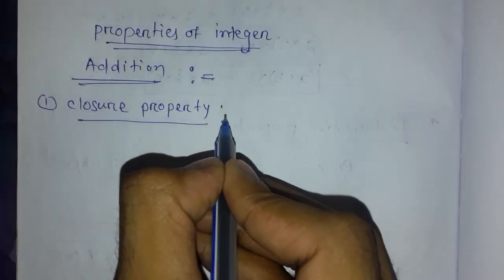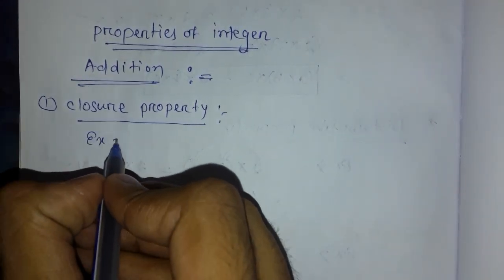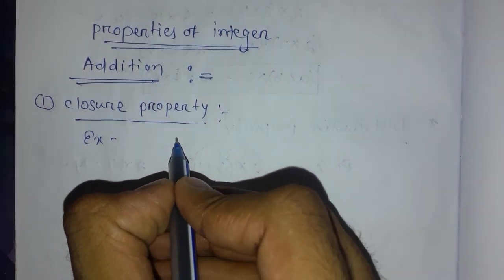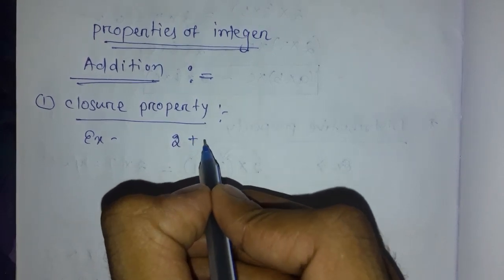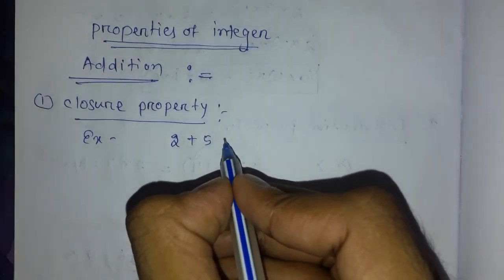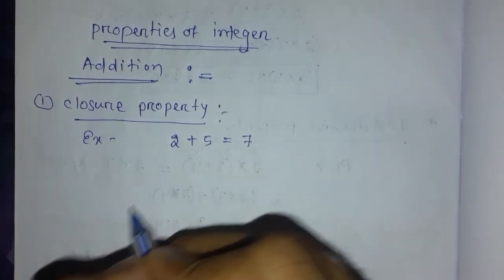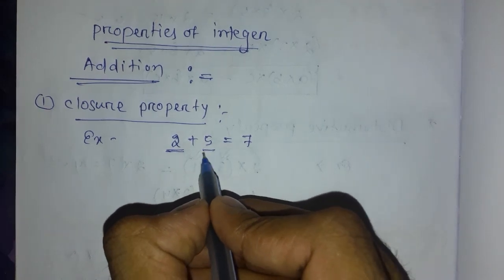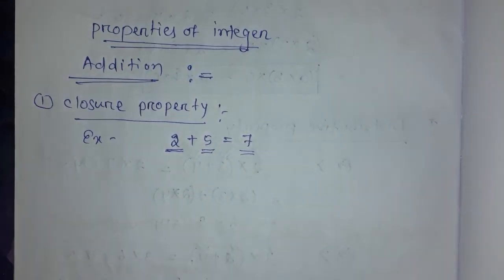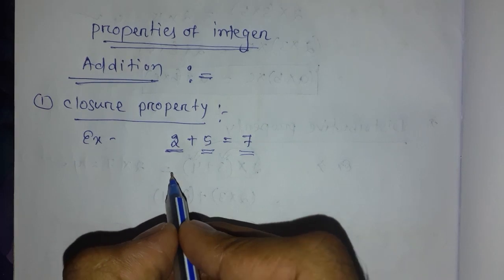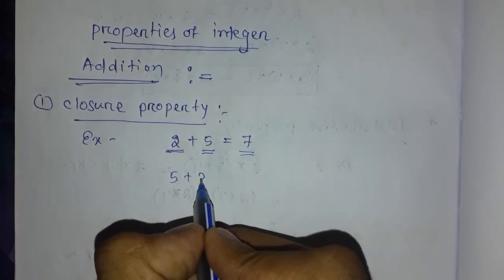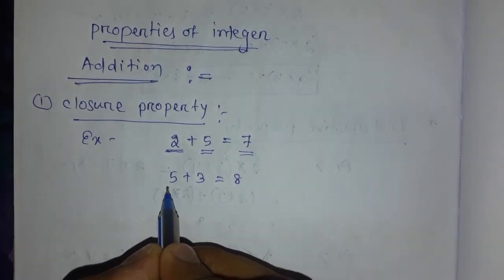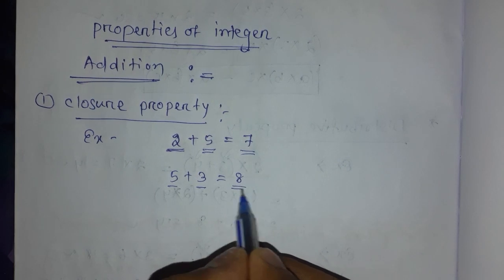So first, in the closure property, we'll take an example. If we add two numbers, suppose 2 and 5, what will we get? In the result we will get 7, and here you can see 2 is an integer, 5 is an integer, and 7 is also an integer. In the second example, 5 plus 3 is 8. Here also 5 is an integer, 3 is an integer, 8 is an integer.